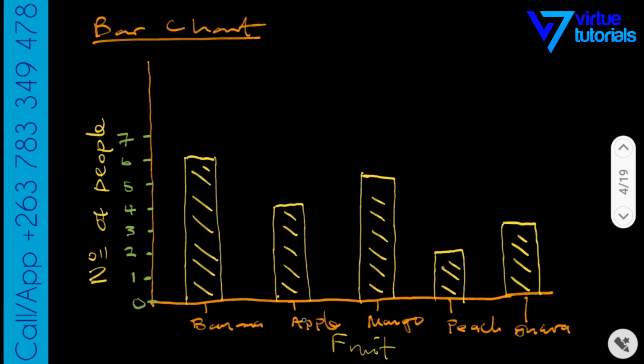The number of people who like apple are 4, so the bar goes up to 4. For mango, it was 5, so the bar goes up to 5. For peach, it was 2, so the bar goes up to 2. For guava, it's 3, and so the bar goes up to 3. So that's a simple bar chart there.